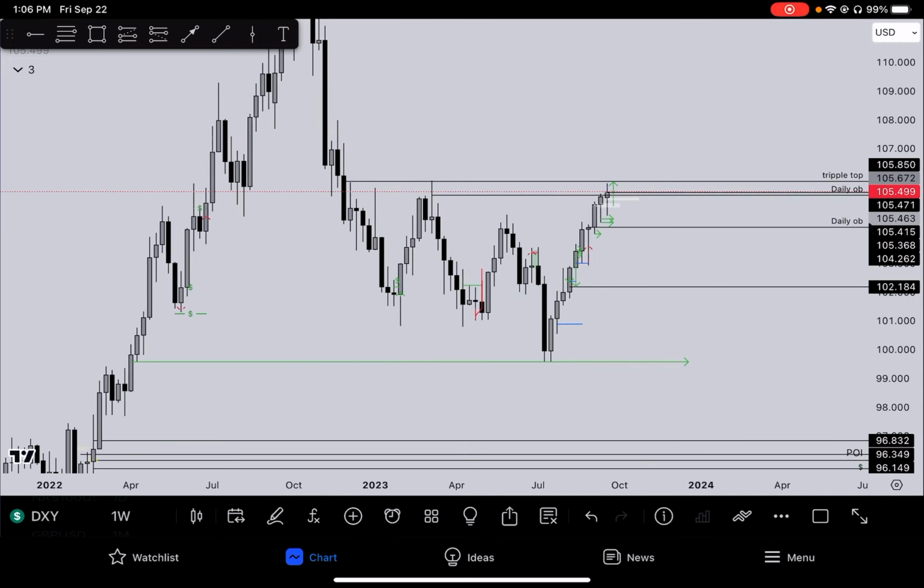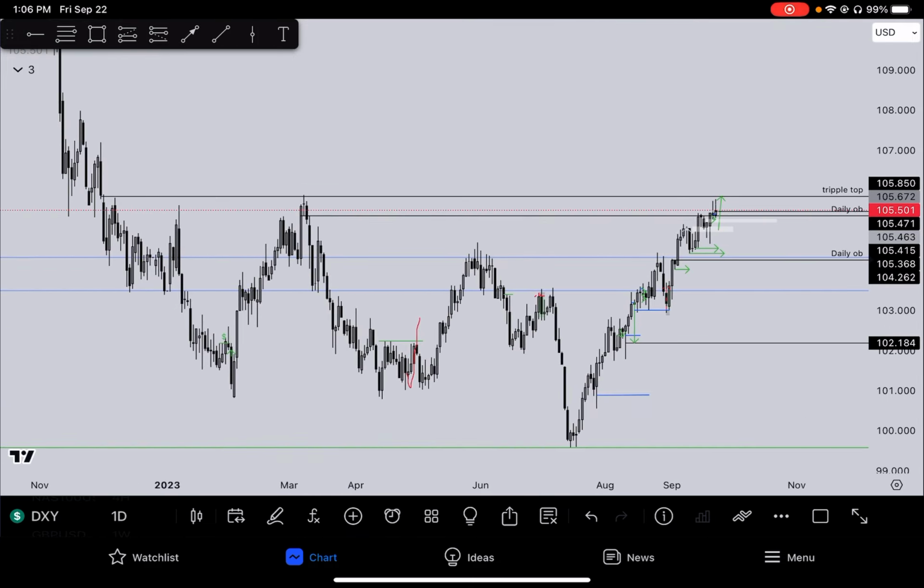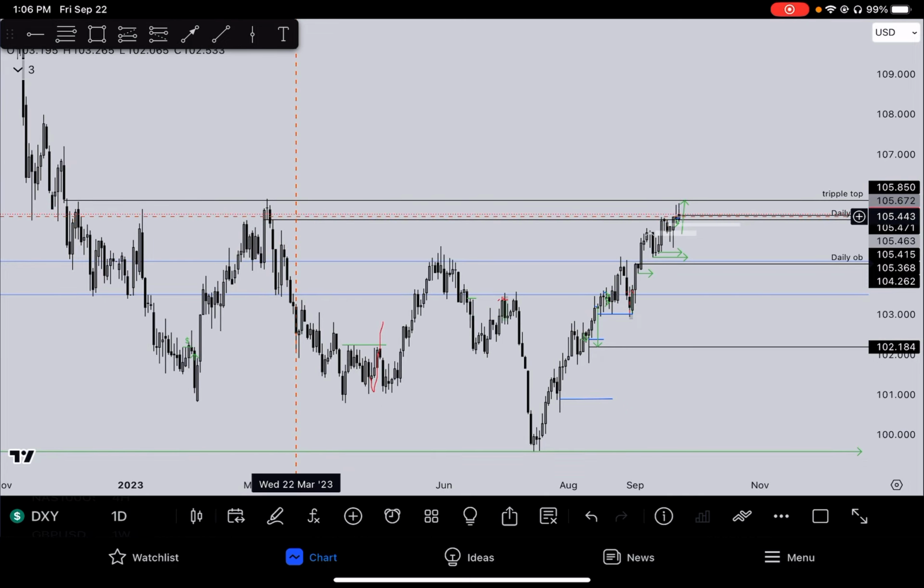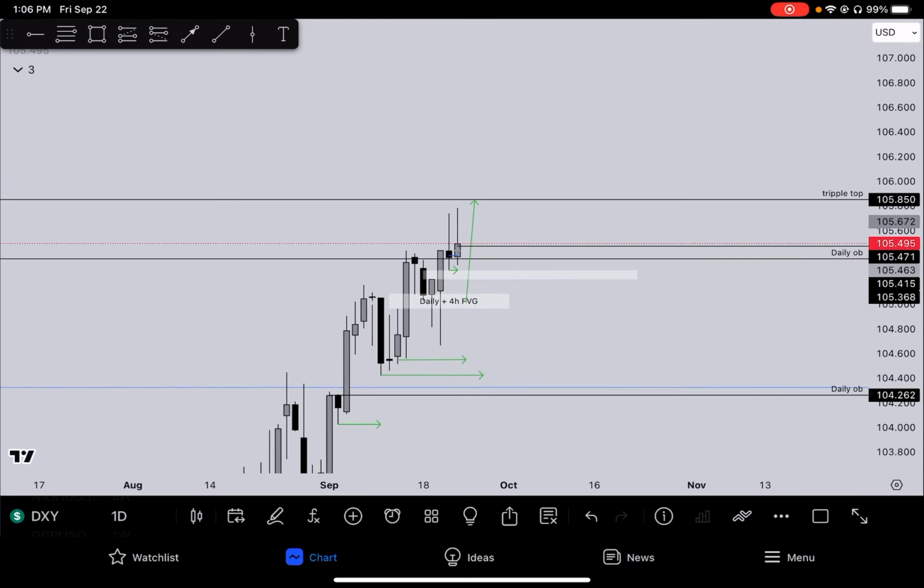We bounced off of this level here. Price started to go up. We filled this imbalance here, as well as hit that imbalance. We filled it. So this is what we have here, a 4 hour and daily fair value gap in which we touched and pushed above.